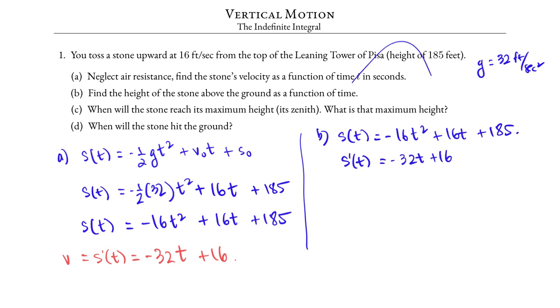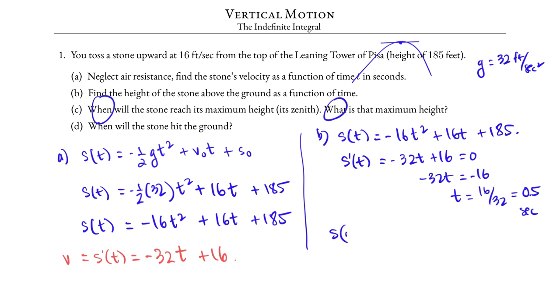The maximum height is reached when the tangent is horizontal, and that is when we take the derivative and set it equal to 0. Negative 32t equals negative 16, so t equals 16 over 32, which is 0.5. This is 0.5 or half a second after it is thrown, and that is when it will reach its maximum height. What is that maximum height?